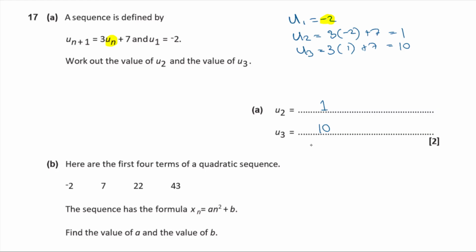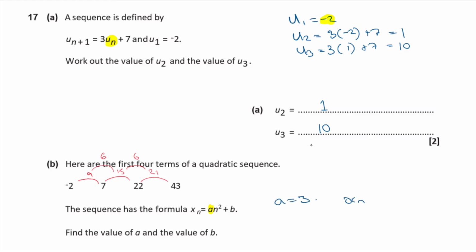Part B says, here are the first 4 terms of a quadratic sequence. The sequence has a formula xn equals an squared plus b. Find the value of a and the value of b. Okay, well, the value a is always half the common difference of your two values. The difference between these numbers is 9, 15, 21. So the differences of their differences are 6 and 6. Okay, so the common second difference is 6. So a is always half of that. Okay, so a is going to be equal to 3.